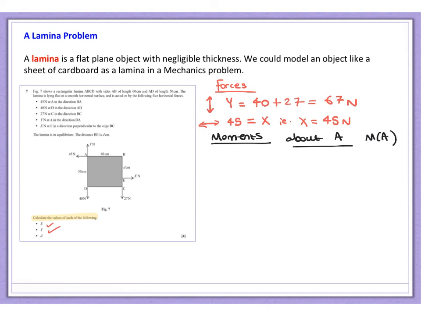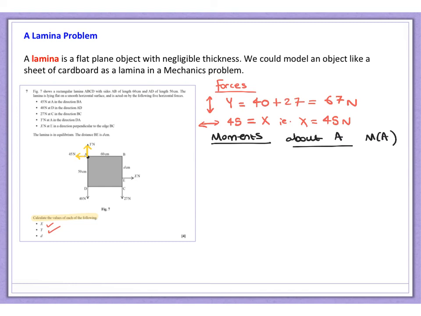That's interesting, because at point A, we have this force here, Y, and we have this force here, 45 newtons. They both have 0 perpendicular distance from A, therefore they have 0 moment about A, and we can exclude them from our calculations immediately.